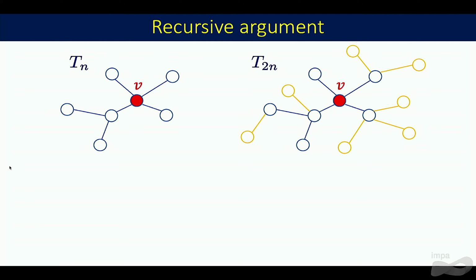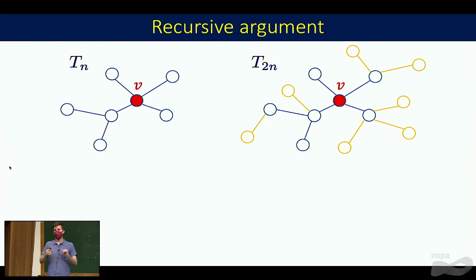So how does this argument go? Let's look at the evolution of a single tree from time n to time 2n. This is an example here. And let's look at a particular vertex in the tree at time n, vertex v, and then let's look at what happens until time 2n.